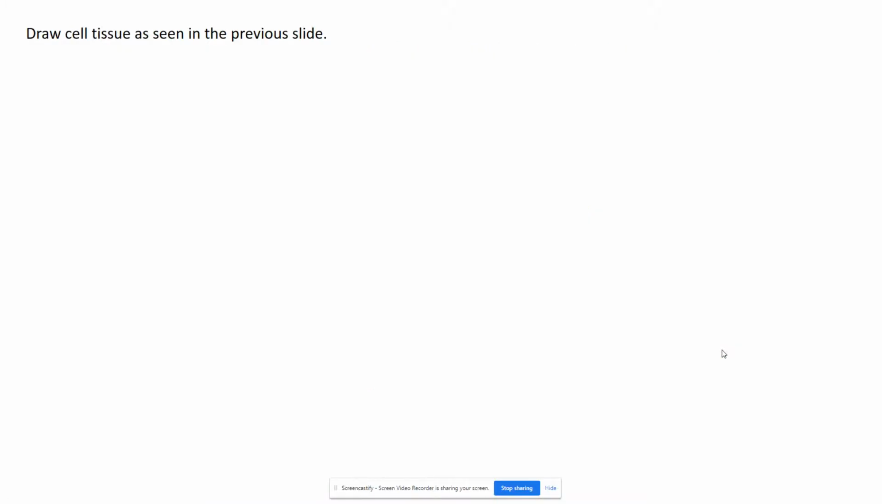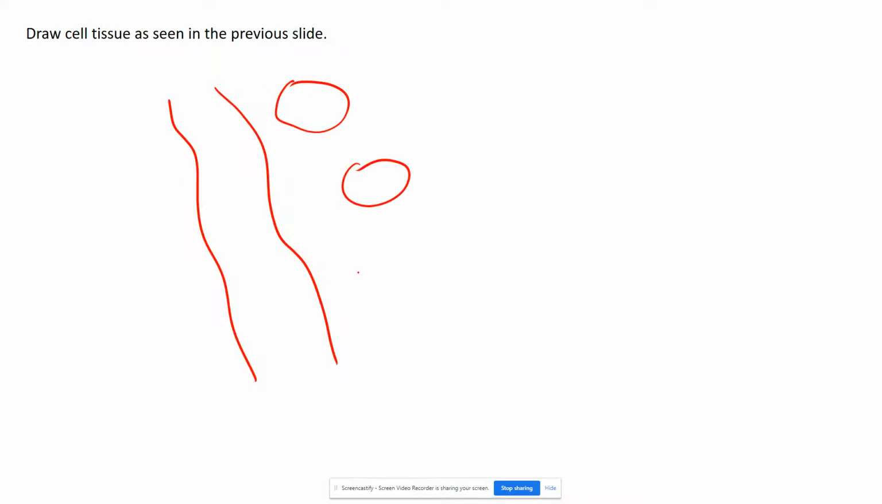Well, they are going to use cellular transport. Before we get onto that, I want you to draw. We're going to draw what we just saw on our previous slide, but a little bit simpler. So here is our blood vessel. So draw your blood vessel. And then we're going to just make some cells here that surround your blood vessels.